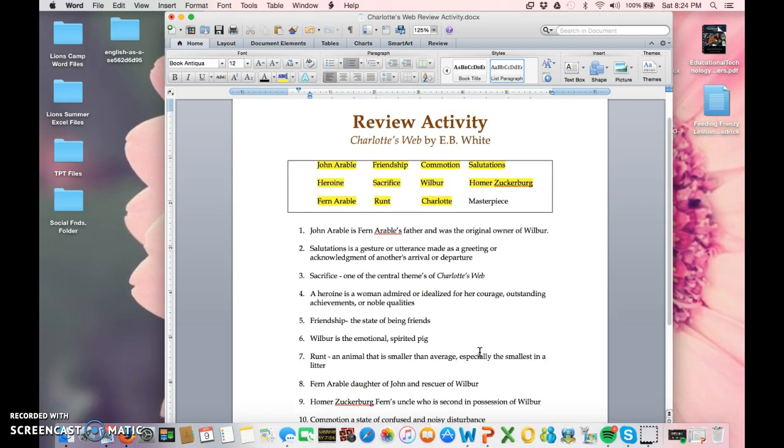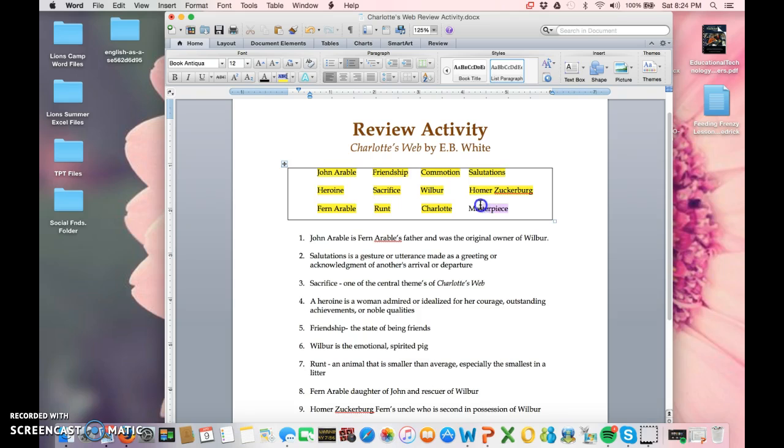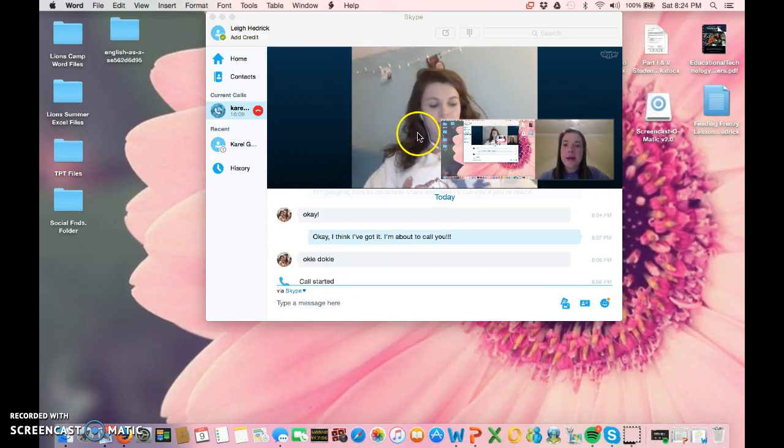Okay, good job. And you will, of course, get all of the points, because this activity is worth 15 points. I think I emailed that to you earlier this week. Did you receive that email? Yes. Okay, good. But that's the breakdown, and then this will also kind of act as a study guide for your final exam on Charlotte's Web that we'll have in 2 weeks, okay? Okay.